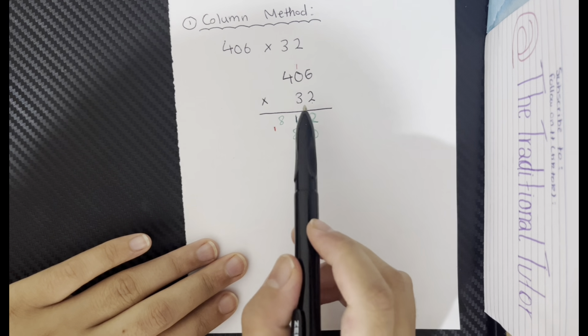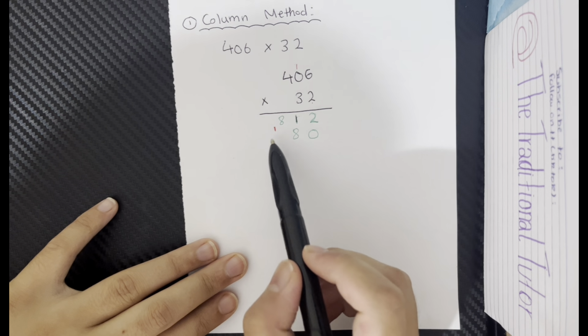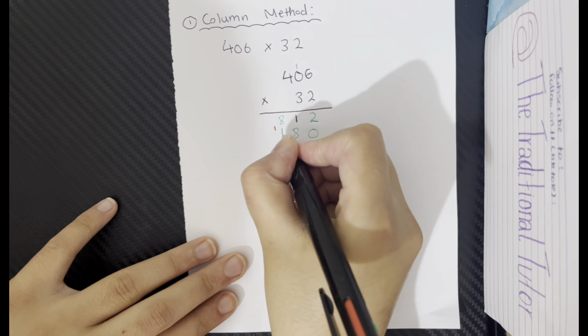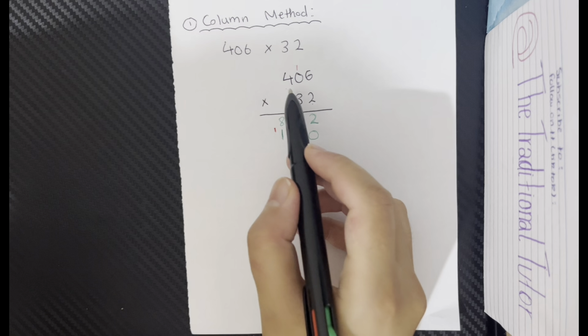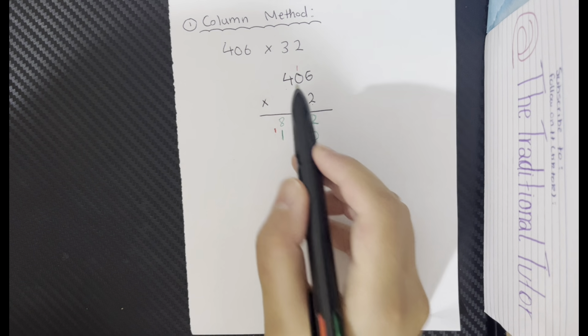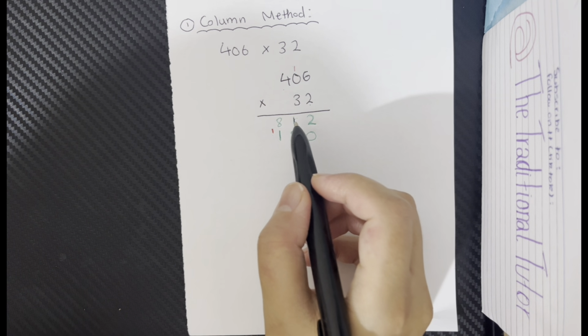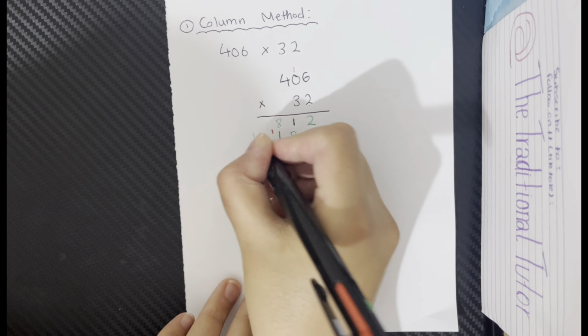So now I've got 30 times by 0, which is again 0, and adding the carried 1 gives me a 1 over here. Then I've got 30 times by 4, or 30 times by 400, sorry, and that gives me 12,000. So I'm just going to write down my 12.